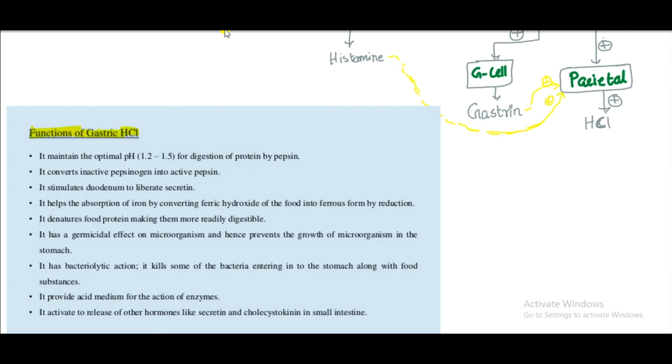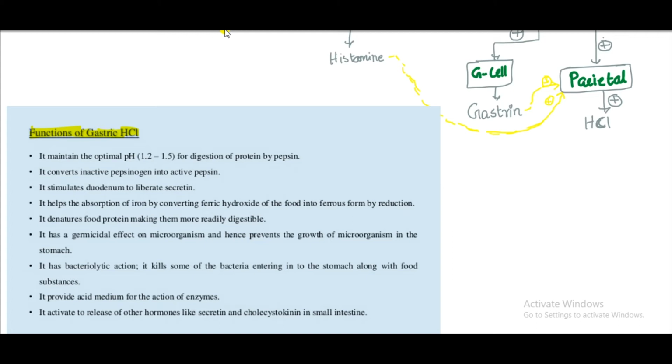And the functions of gastric HCl include: it maintains the optimal pH of 1.2 to 1.5 for digestion of protein by pepsin. It converts inactive pepsinogen into active pepsin. It stimulates the duodenum to liberate secretin. It helps in the absorption of iron by converting ferric hydroxide of the food into ferrous form by reduction. It denatures food protein, making it more readily digestible.